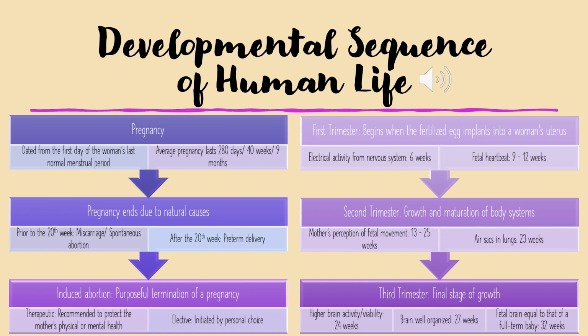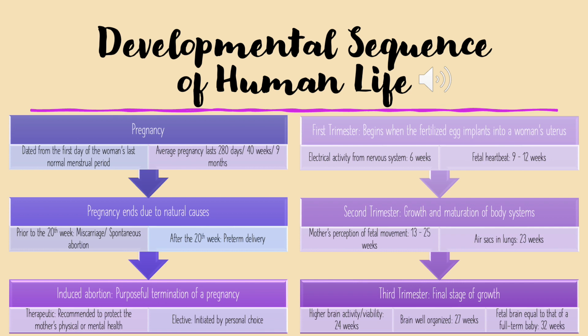The third trimester is where the final stages of growth occur. The higher brain activity is developed around 24 weeks. So 23, 24 weeks, as I said, tends to be what is deemed the age of viability.